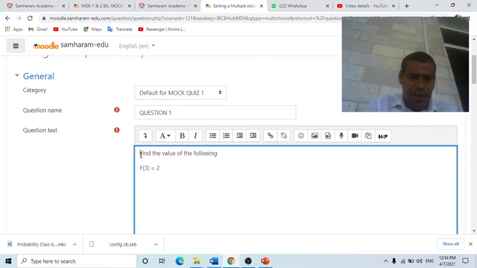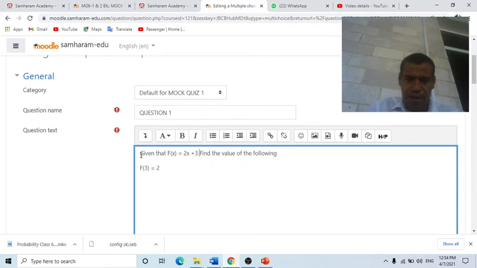Okay, here, given that f of x, for example, is equal to 2x plus 3. The question is: find f of 3. Then I will write it here.